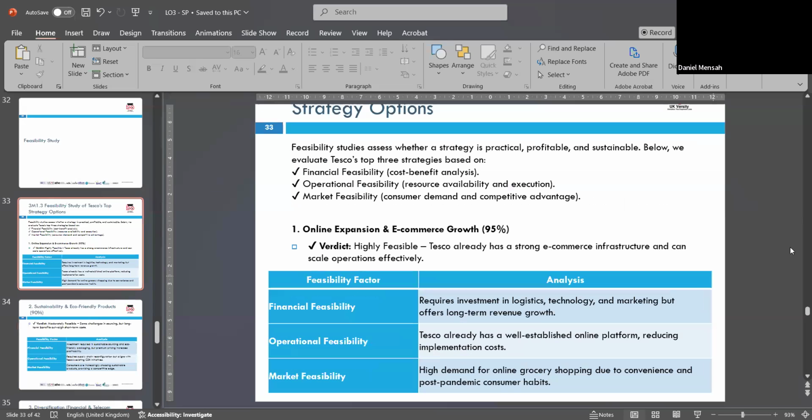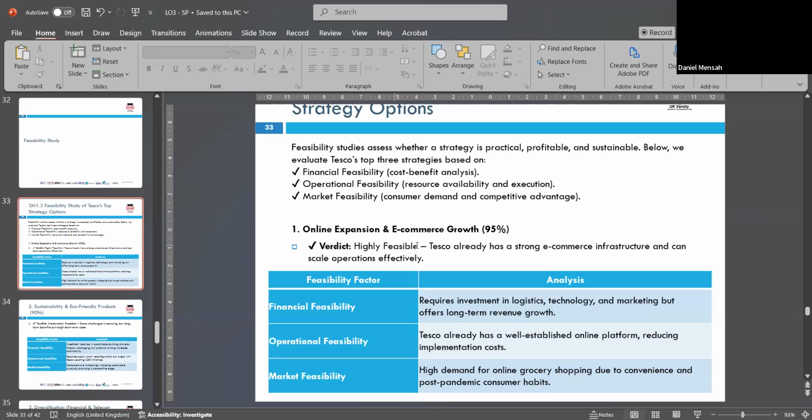For operational feasibility, they are checking their available resources to run these operations. Tesco already has a well-established online platform, reducing implementation costs. So they are very good to go with this option. Market feasibility: after COVID-19, there is a high demand for online grocery and online shopping, and it provides convenience to their customers. So there is high demand. This is also a green signal for us to go ahead with this one.